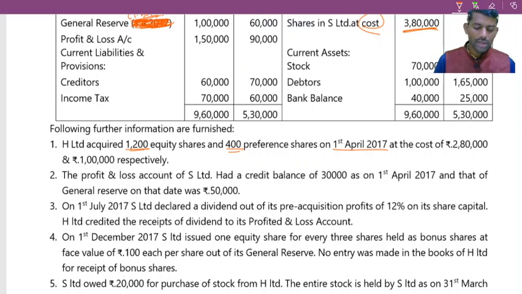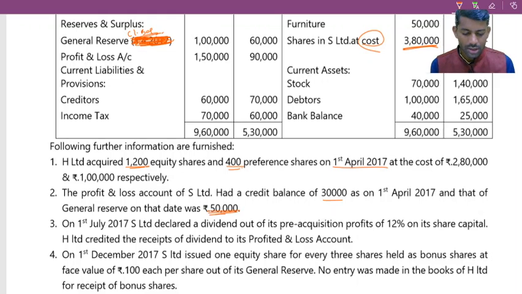The profit and loss account of S Limited had a credit balance of 30,000 as on 1/4/2017, and the general reserve on that date was 50,000. So opening on the date of acquisition, general reserve was 50,000, and closing is 60,000. That's why I have scratched out, because in this problem they have spoken about general reserve also. So while printing there was a mistake. Opening 50,000, closing 60,000.